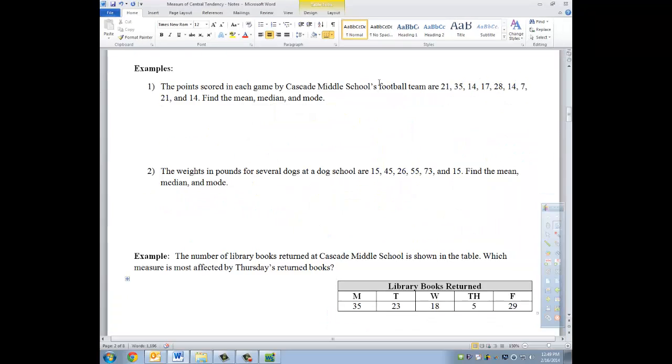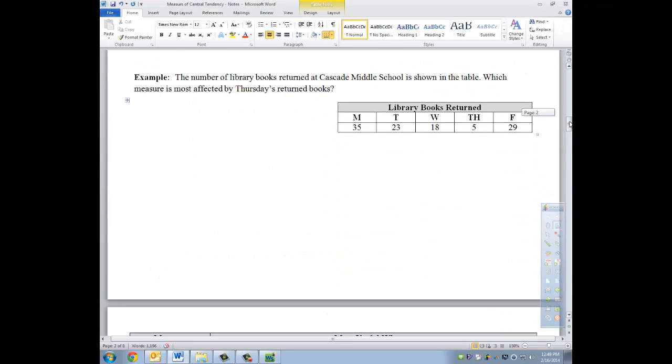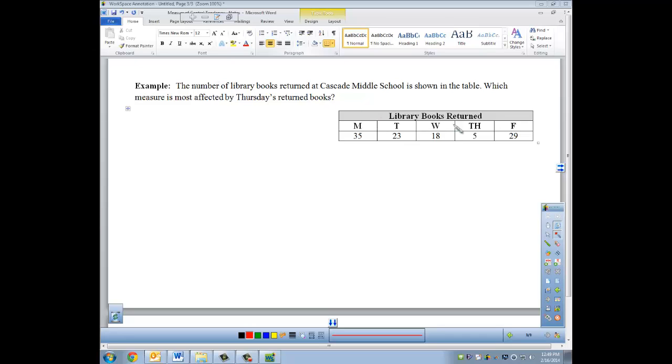The next example requires a lot of work. It's not hard, but just a lot to do. Here we have the number of library books that are returned at Cascade Middle School each day. And we want to figure out which measure is most affected by Thursday's returned books. So we want to see if our mean changed a lot, our median changed a lot, or our mode changed a lot. So first we're going to look at our data with Thursday.